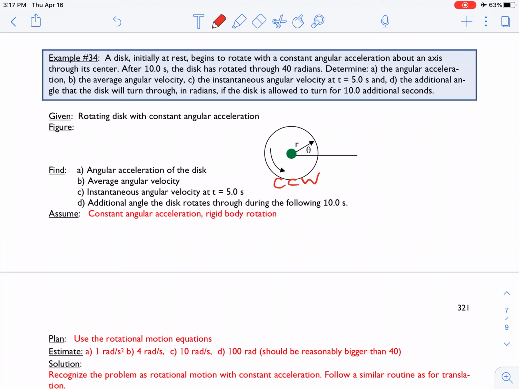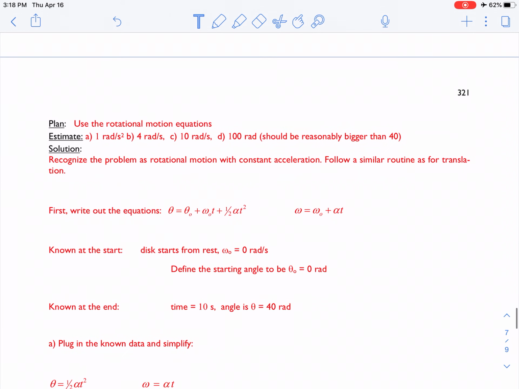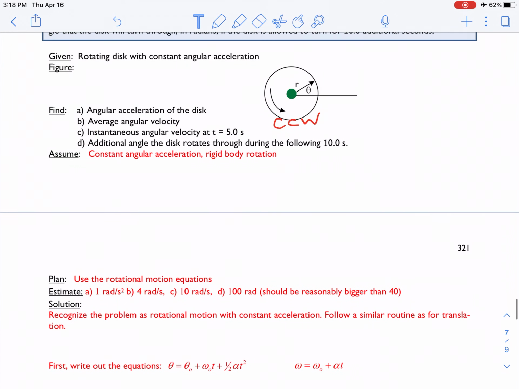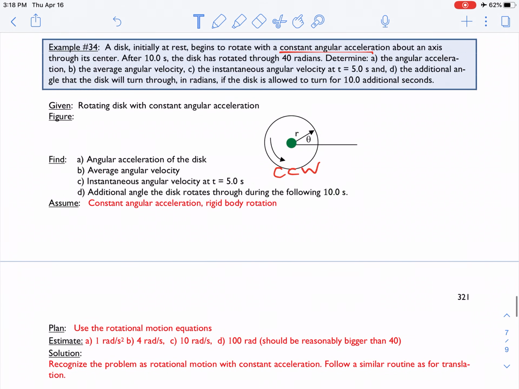So it's a rigid body rotation, but it is constant angular acceleration as it's said here. So it's very important. That means constant acceleration equations in angular form will be applicable. So we're going to think about that in the plan. Next is the plan, and we'll use the rotational motion equations, or constant angular acceleration motion equations. You can name it as you wish.